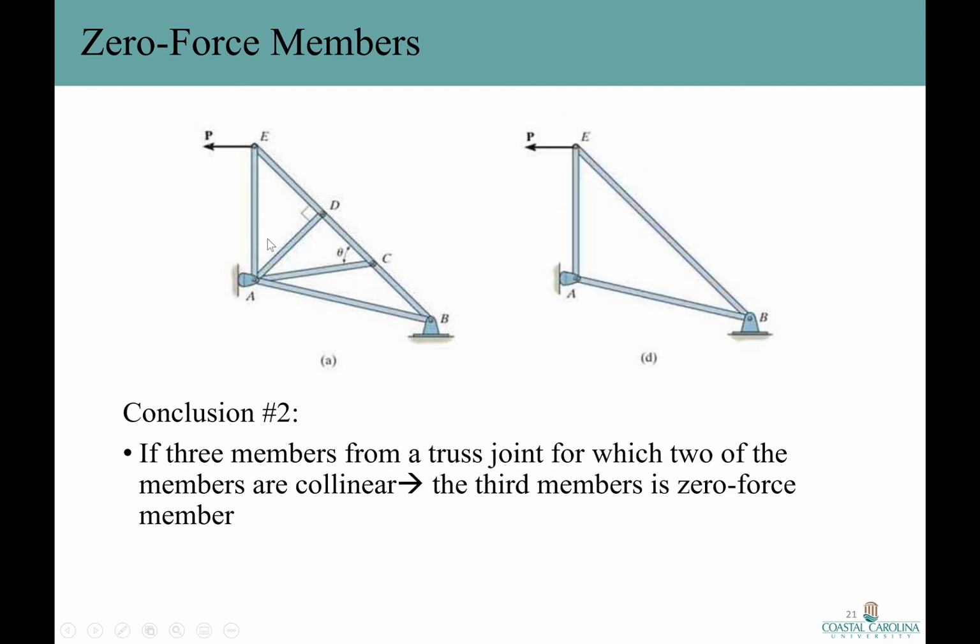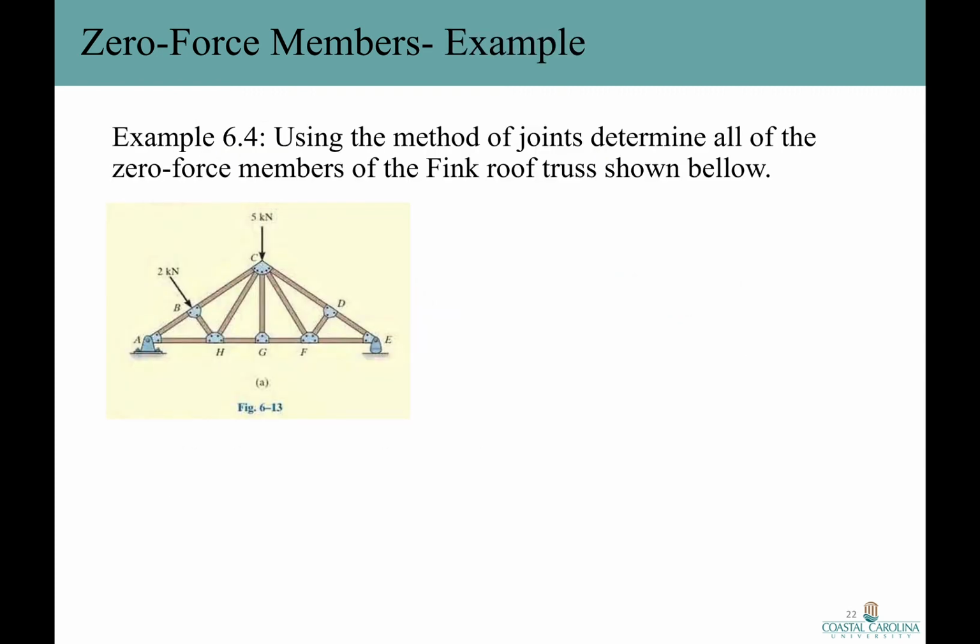So we were able to eliminate these two members and simplify our calculations to a much simpler truss. Okay, so now we're going to come to this conclusion. Conclusion number 2, according to our observation, if three members form a truss joint for which two of the members are collinear, well, the third member is a zero force member. All right, let's see what did we learn and how can we use it in solving this problem.